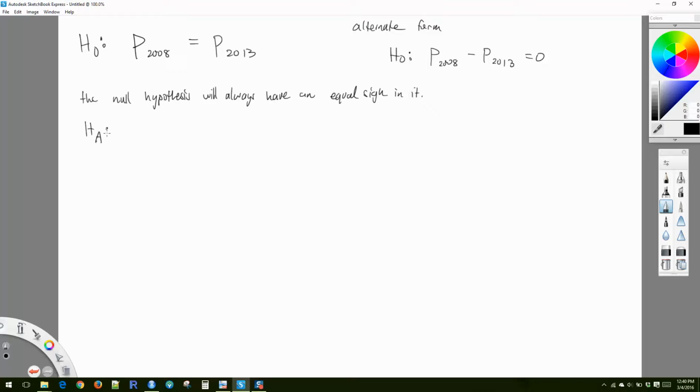Okay, the alternative. The question is, is obesity increasing, right? So what would our alternative hypothesis be? If we want to see if the answer to this question is yes, we would expect that the proportion in 2008 is what compared to the proportion in 2013? Less than, okay? Or the alternate form would be that P 2008 minus P 2013 is less than 0.